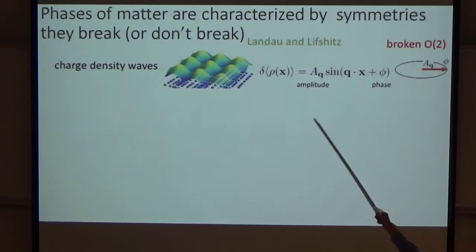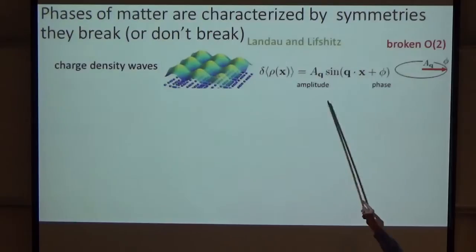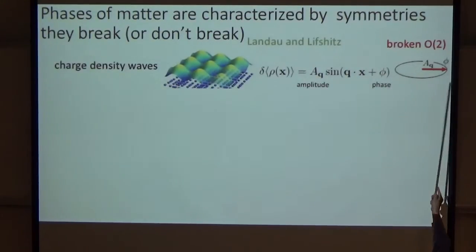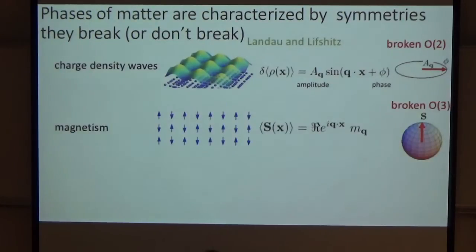In this case, you broke two-dimensional symmetry in a charge density wave because there's an amplitude and a phase that you choose. So if you want, you chose essentially a position on the circle. It's called broken O2. That's a way of understanding charge density wave.